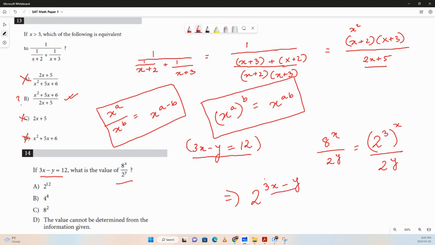Now we understand why the 3x minus y value is given. So we'll substitute 3x minus y as 12. So that is 2 to the power of 12, and A is the correct answer.